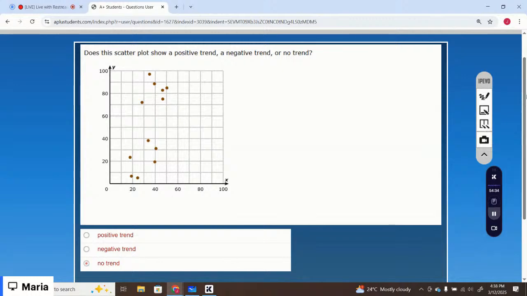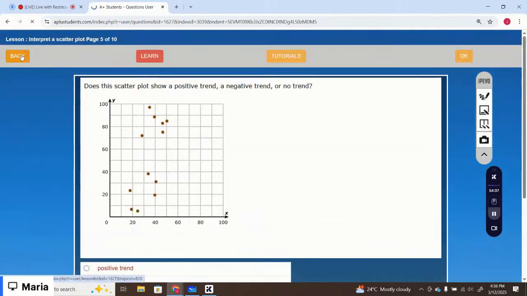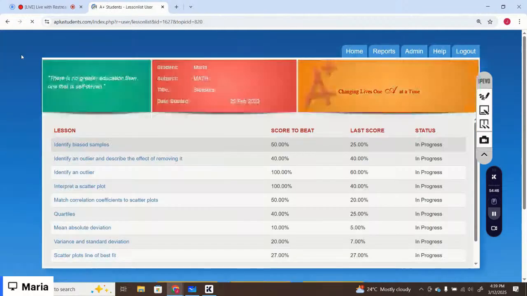Okay, you can complete the lesson by yourself. So we are working on grade 9 math. The chapter we are working on is statistics. The lessons we have covered today are identify biased samples, identify an outlier and describe the effect of removing it, identify an outlier and interpret a scatter plot.